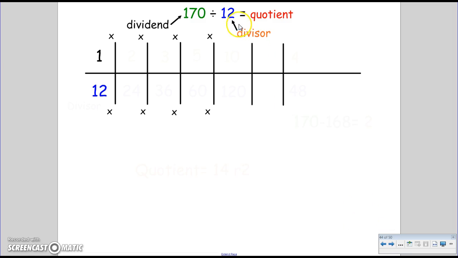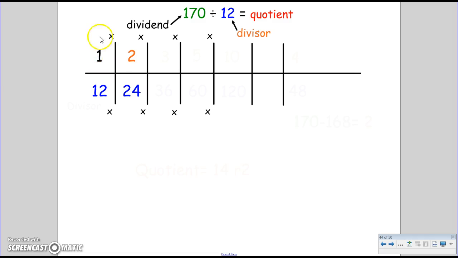In this case, our 12, or our divisor, becomes our bottom number, much like our denominator. We start with one group of 12. We multiply by 2. 1 times 2 gives me 2. 12 times 2 gives me 24.